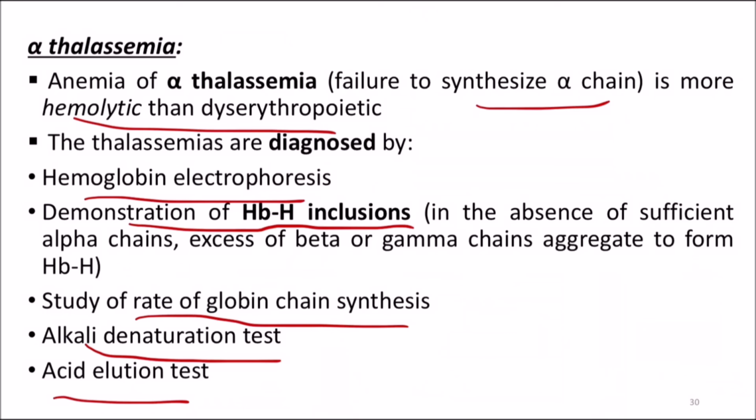So the two forms of thalassemia are beta and alpha thalassemia. In beta thalassemia there is a failure to synthesize the beta chain, with an excess of alpha chain, whereas in alpha thalassemia the failure to synthesize alpha chain is seen and it is more hemolytic. Thalassemia can be diagnosed by hemoglobin electrophoresis, demonstration of HbH inclusions, study of rate of globin chain synthesis, alkali denaturation test and acid elution test. So this is all about anemia.